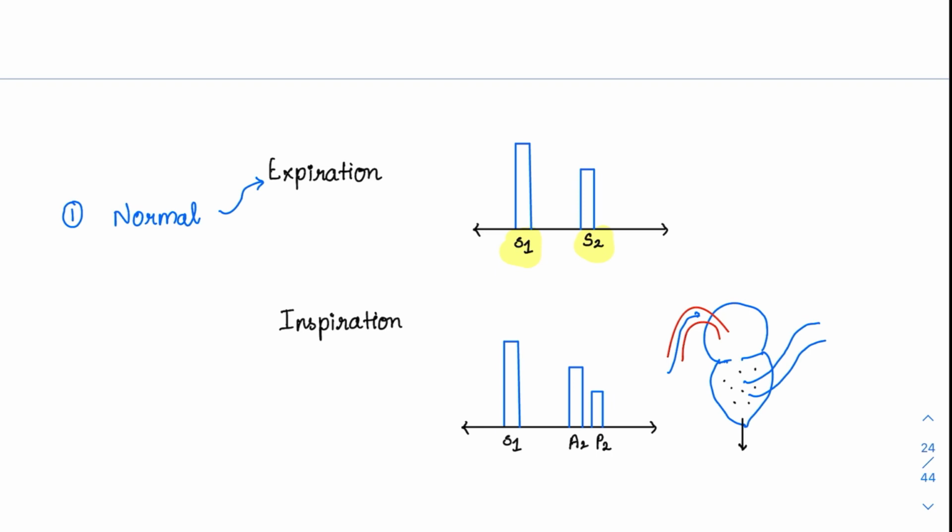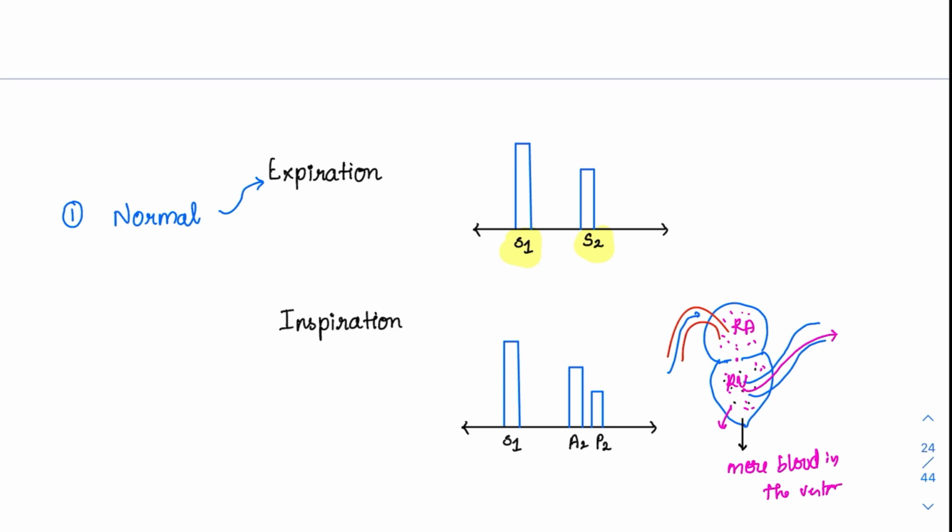Whereas during inspiration, whenever the patient is inspiring, what is happening? There is an increased venous return to the right atrium. So what will happen? The ventricular filling also will increase. So now we have more blood in the ventricle. If there is more blood in the ventricle, whenever it starts to pump, what will happen? The pulmonary valve will close a little late, because now in the right side of the heart, the volume is more.